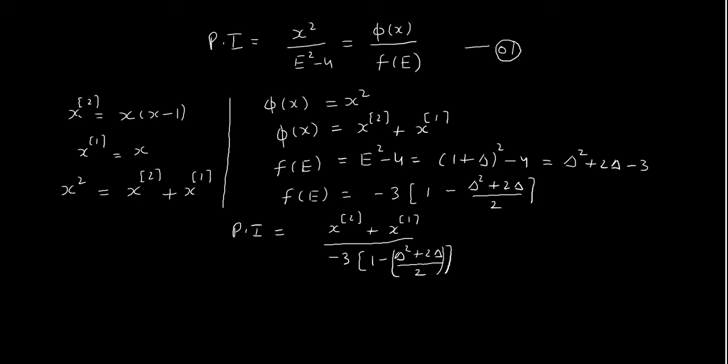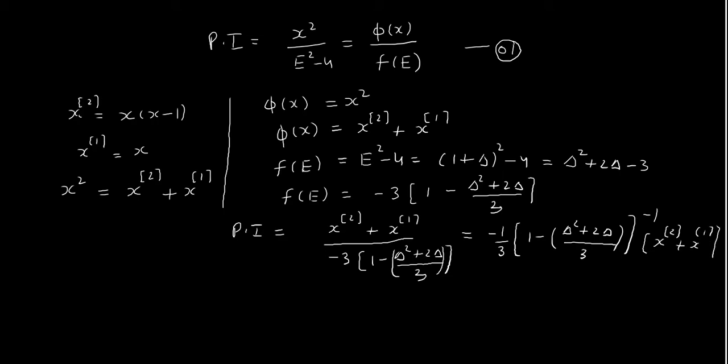Now if we simplify this one, if the denominator goes in the numerator, then this becomes minus 1 upon 3 outside, and here this becomes 1 minus, inside the bracket, delta square plus 2 delta upon, I think this one is not a 2, this one is a 3, because here we take minus 3 outside. So this one is a 3 inverse. And here in factorial notation, this one becomes x factorial notation 2 plus x factorial notation 1.